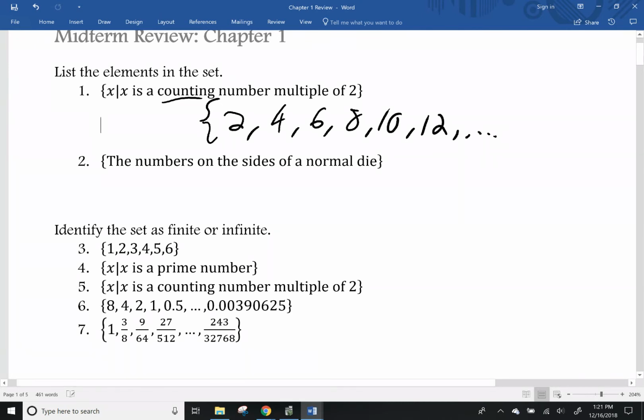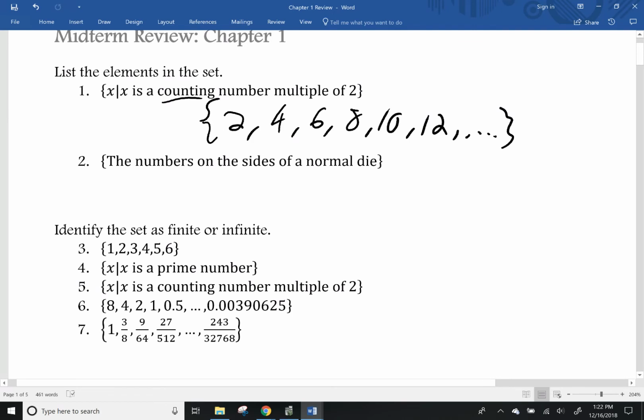And that set does continue on forever. But we don't have to list it forever. Let's just list a few elements in that set. So we establish the pattern, and then an ellipsis will be enough to represent the fact that it goes on. So it does continue forever, but that's it.